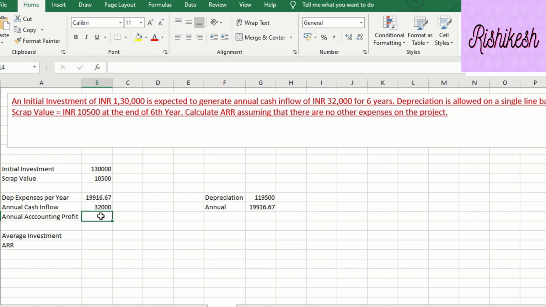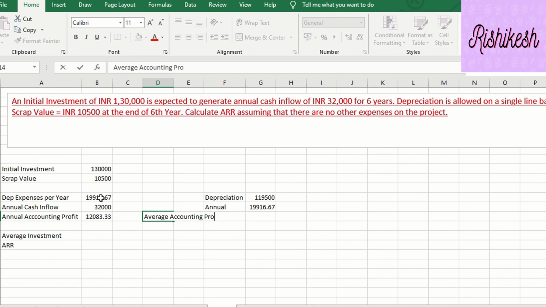So if you have to calculate profit, what you will do is take whatever cash is coming to you, that is 32,000, minus the depreciation expense which you have there. So the net profit comes out to be 12,083 rupees 833 paisa. So this is the annual accounting profit, and this is what we actually wanted, because annual accounting profit is nothing but average accounting profit, which we wanted as a numerator. So we have got the numerator for calculating ARR.